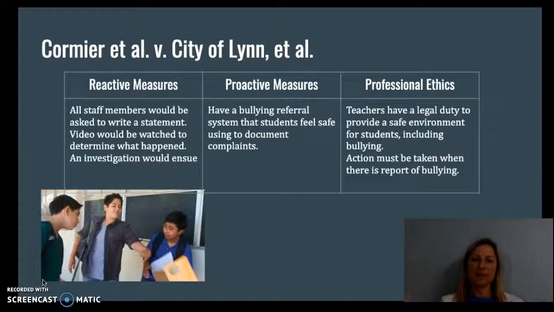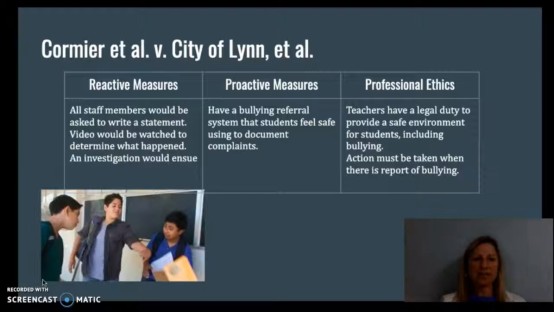I think there's some proactive measures for sure that could be in place, specifically when we're talking about bullying. And that is that there should be some kind of bullying referral system where students feel safe using that to say that they're being bullied. It can be reported maybe anonymously or not. And also then it documents in the system that people are aware that this is happening, and they don't have to claim they did or didn't know about it, because it would document that it had been reported. And then also maybe more things would be done to protect the students.